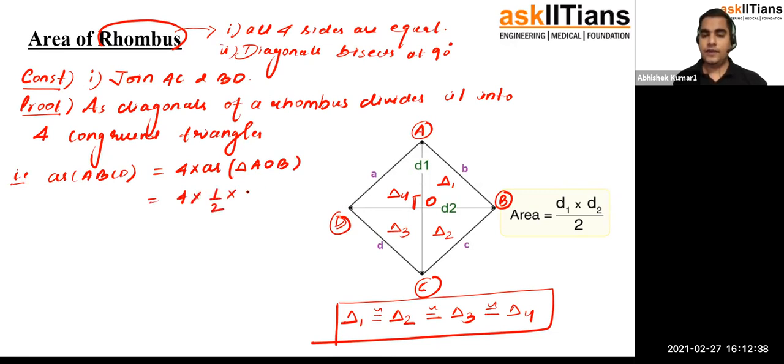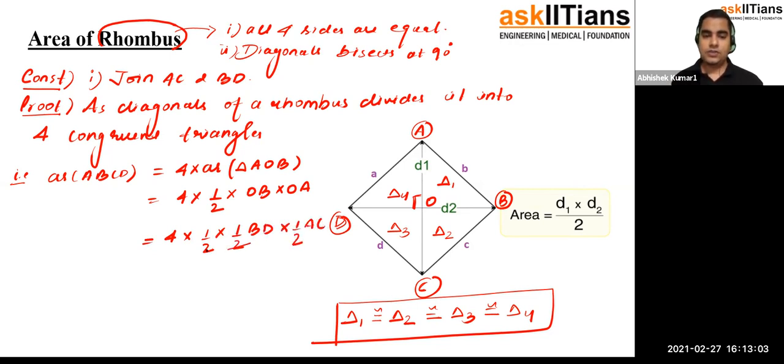So you are going to get 1 by 2 into base, which is OB, into height, which I have assumed to be OA. Right. Now OB will be half of BD, isn't it? Because the diagonals bisect at 90 degrees. So I can replace it. So I will be having 4 into 1 by 2. OB is half of BD. Clear? And OA that you have, that is half of AC.